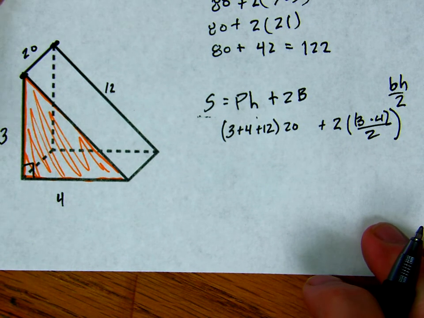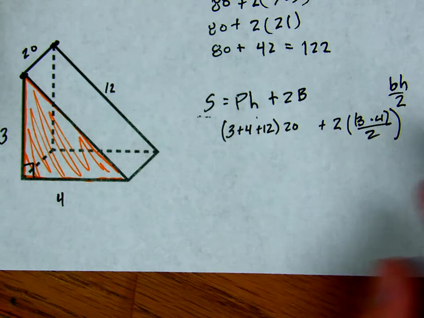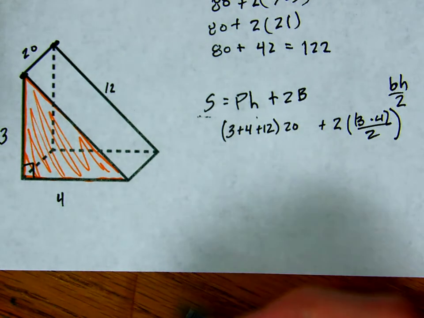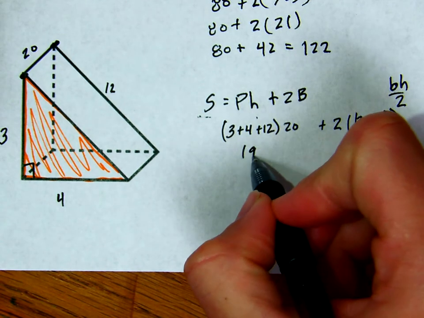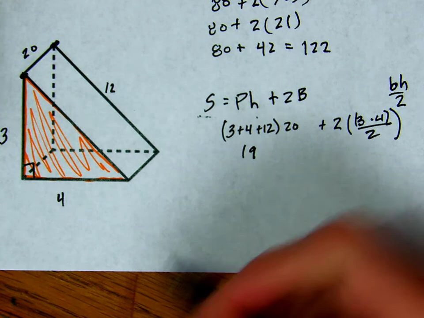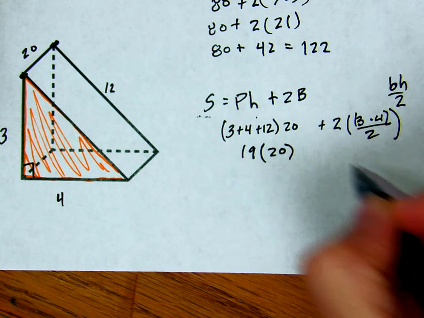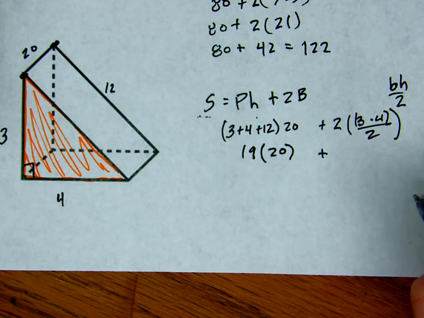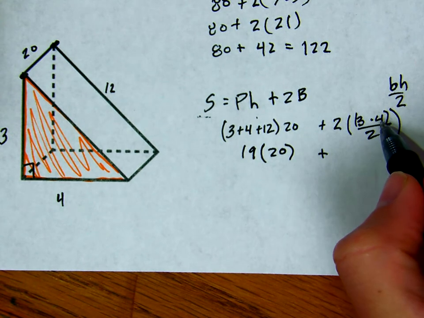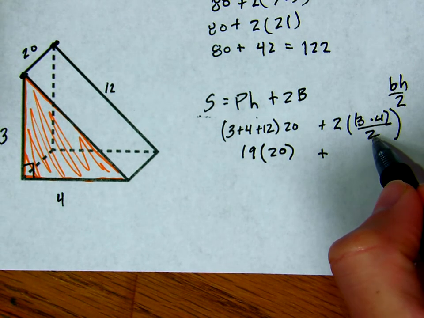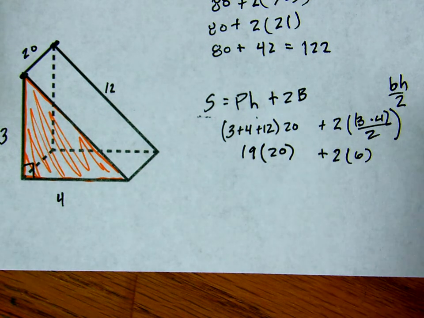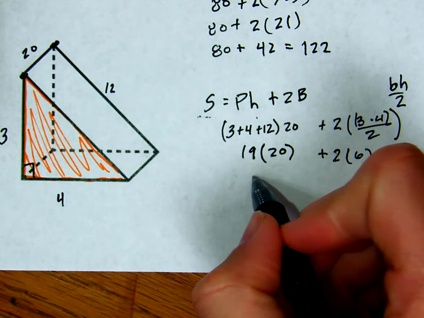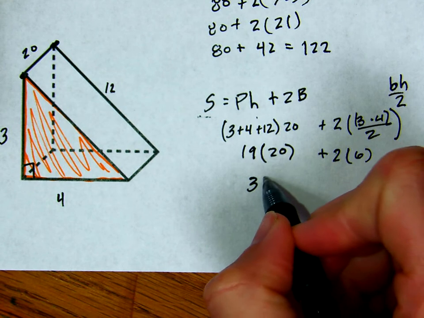Alright, we've plugged everything in that we need, so all we're doing is solving now. 3 plus 4 plus 12 gives us 19, times 20, plus 3 times 4 is 12, divided by 2 gives us 6. So 2 times 6. Simplifying, 19 times 20 gives us 380.